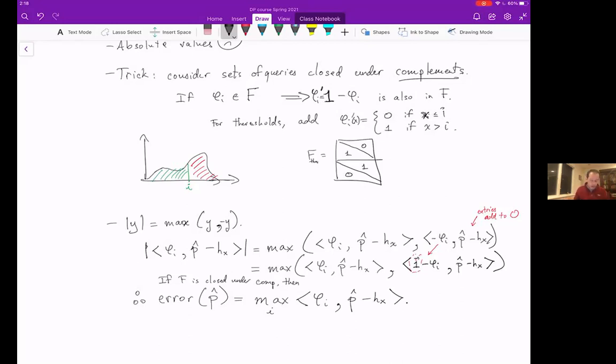So this is going to be our goal: to find a p hat that does well in this respect, such that the maximum over I from 1 to k of phi I times p hat minus h should be as small as possible. And what we're going to see is how we might use the multiplicative weights approach to do that.